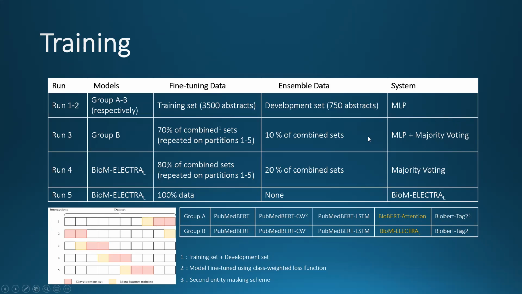MLPs. For round 4, we have the same partitioning, but this time we use a single model instead of 5 models. Therefore, we didn't need MLP. We use majority voting to combine the output coming from each partition. For round 5, we again use the single model, but we train it with all the data we have.